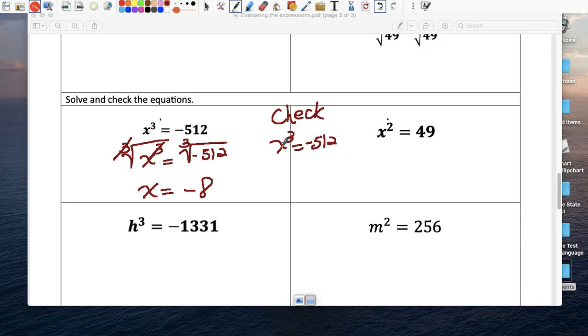So let's substitute instead of x, I'll write negative 8 to the third power. Is negative 8 times negative 8 times negative 8 equal to negative 512? Yes, it is. So then we know our answer is correct.